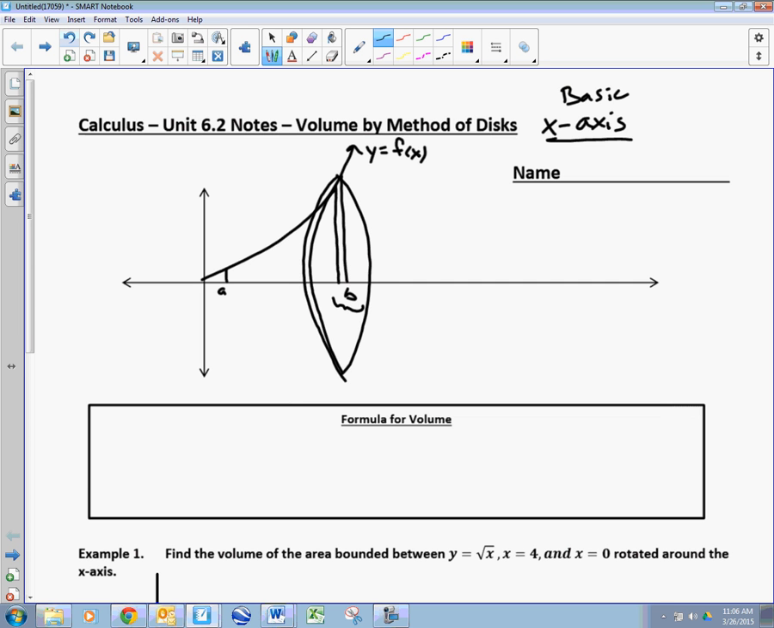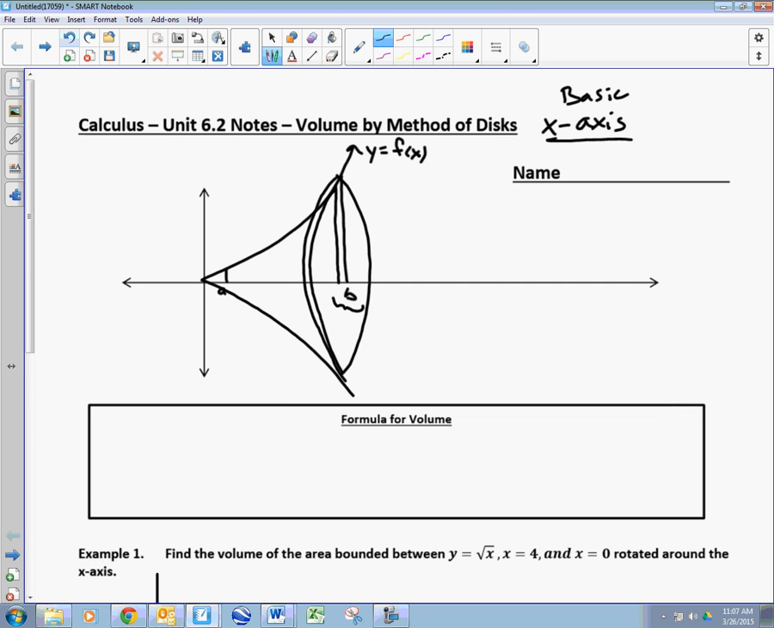And so if I were to take this area in its full and rotate it around, what kind of shape would I get? Something like a cone, or maybe the end of a trumpet, but it's not hollow, it's solid all the way through, okay?